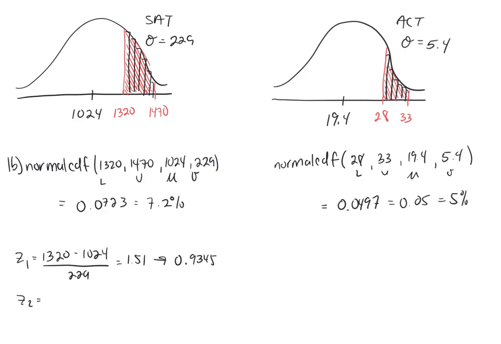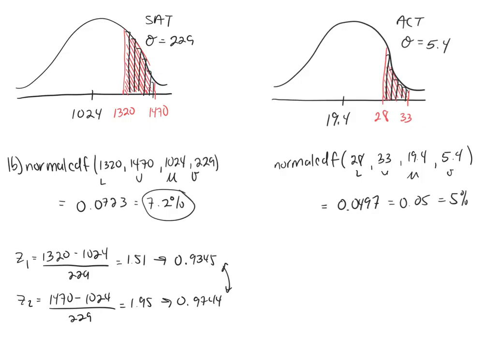Do the same thing for the SAT score of a 1470. Subtract the mean, divide by the standard deviation value. This gives us a z-score of 1.95. Go to the z-table, gives us a corresponding area of 0.9744 on the left. And then if we subtract these two values, you'll see that you'll get an answer that is very close to 7.2%.